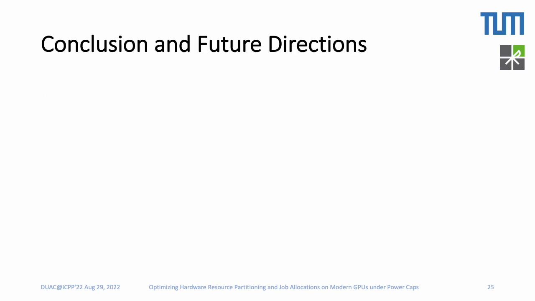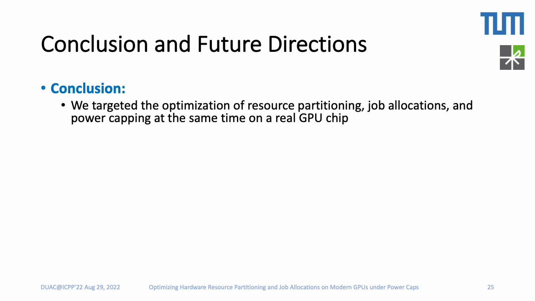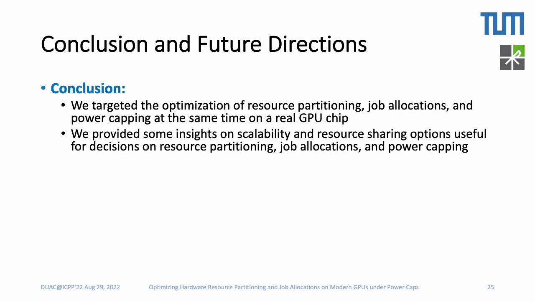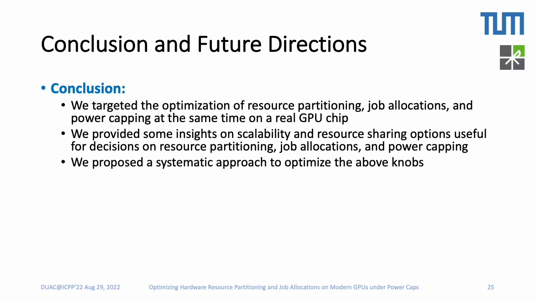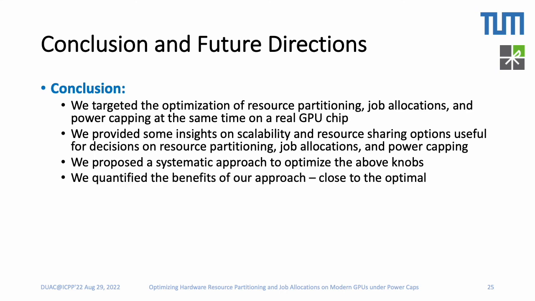And here are the conclusion and future directions. We target the optimization of resource partitioning, job allocations, and power capping at the same time on a real GPU chip. And we provided some insights on scalability and resource sharing options useful for decisions on resource partitioning, job allocations, and power capping. We proposed a systematic approach to optimize the above knobs, and we quantified the benefits of our approach, which is basically close to the optimal.